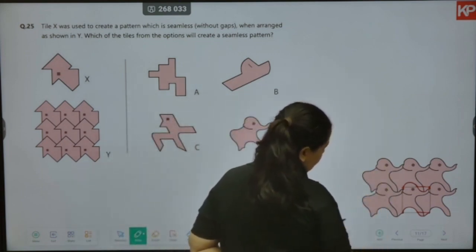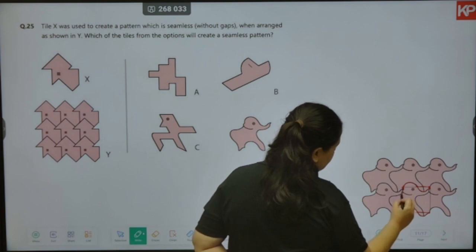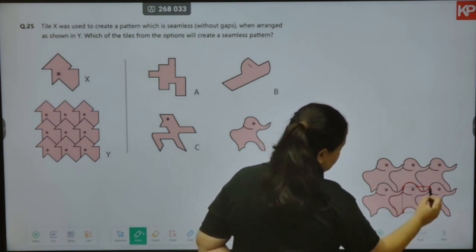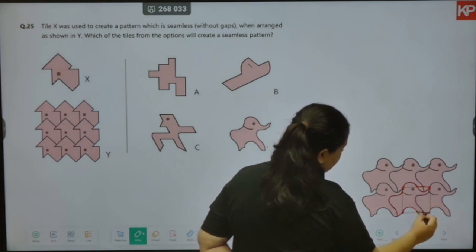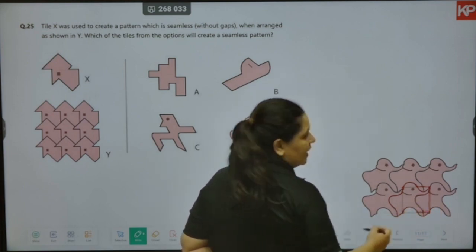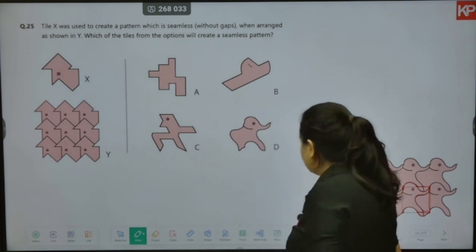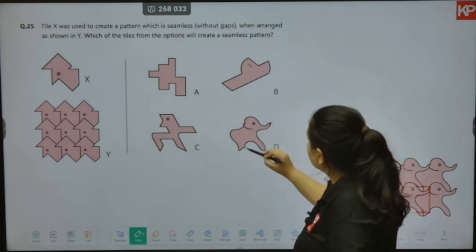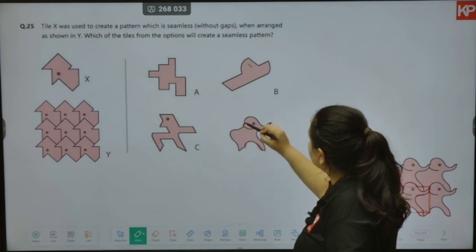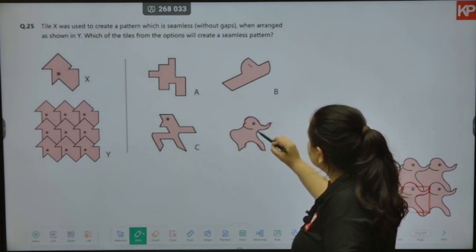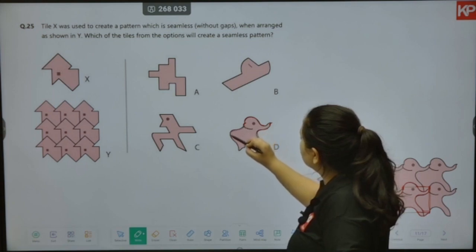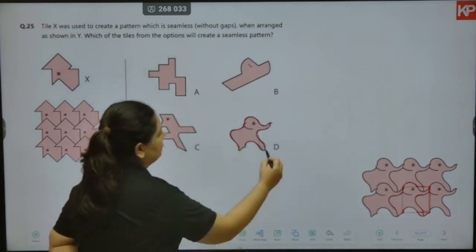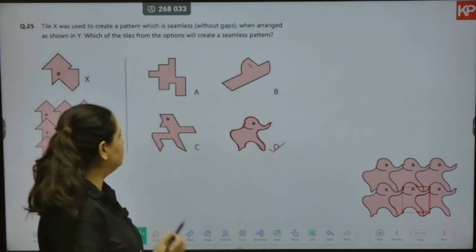limb of the elephant. Now what is happening here? This particular shape is getting added in this and it is getting subtracted from this, and hence we get an elephant-like shape over here. Okay? So this portion is going to fit exactly here. This portion is going to fit with this exactly. This portion is going to fit with this exactly. Okay, so we can say that this D option is going to tessellate.